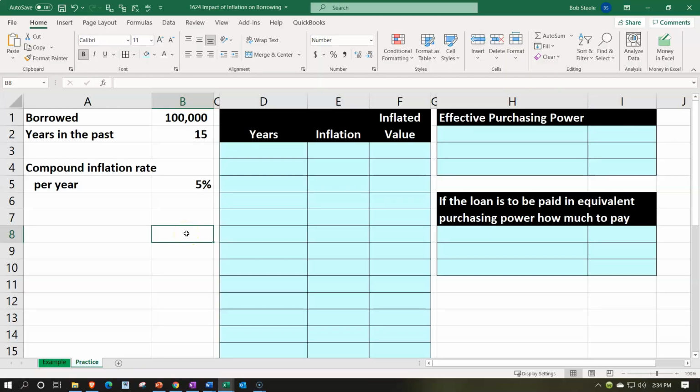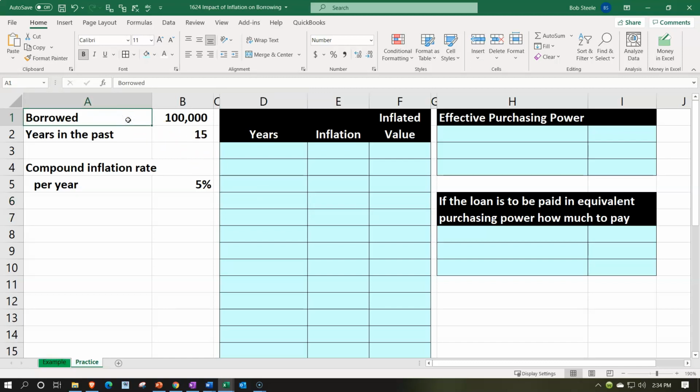If you have access to the Excel worksheet and would like to follow along, note that we're in the practice tab as opposed to the example tab, the example tab, in essence, being an answer key. Information on the left-hand side, we're going to populate into the blue area on the right-hand side, focusing on the impact of inflation and borrowing.